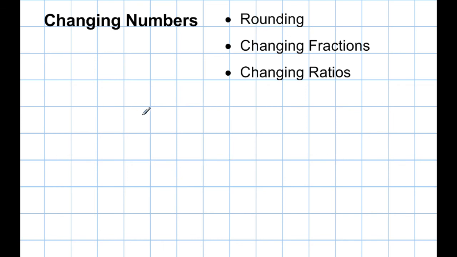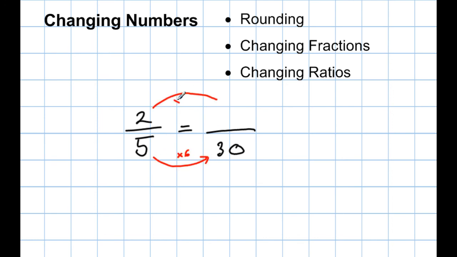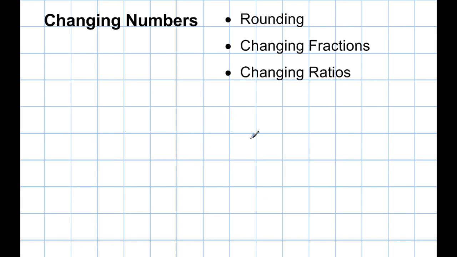Here we go. We want to make 2/5 equal to something over 30. What do I multiply 5 by? I've multiplied it by 6, so I have to do the same to the numerator to make sure it's an equivalent fraction, giving me 12 over 30. Why do we do such a thing?